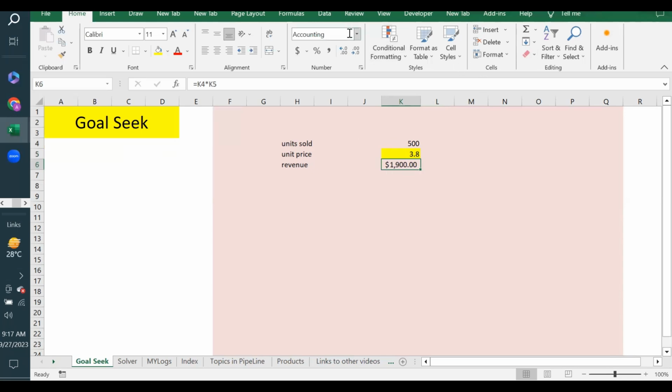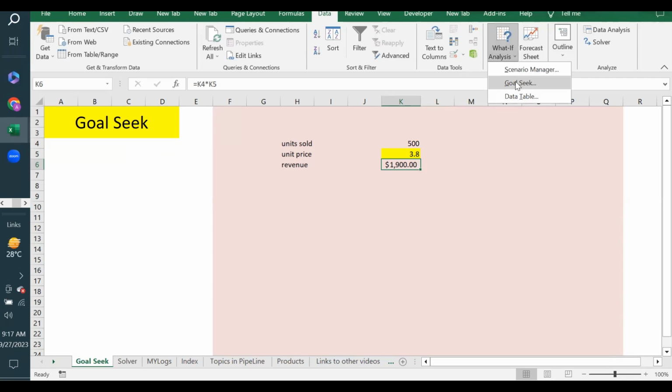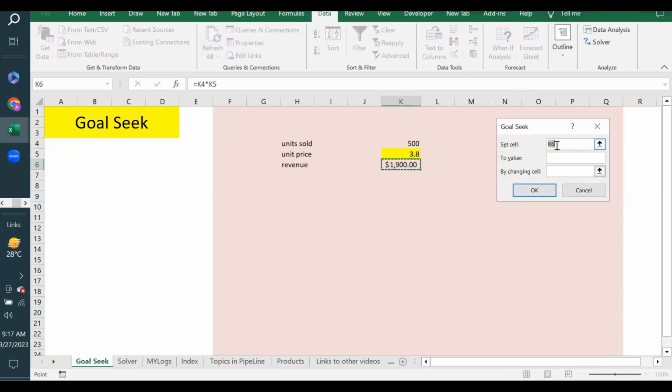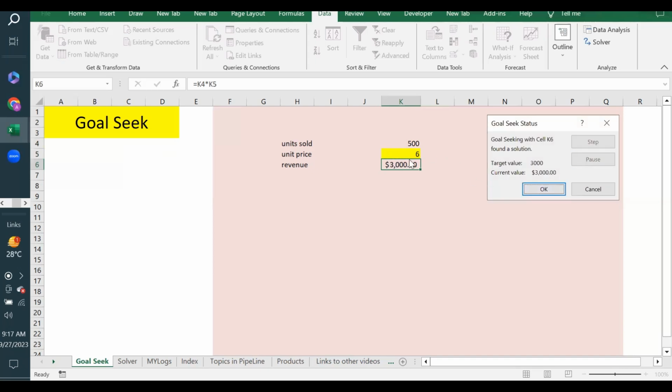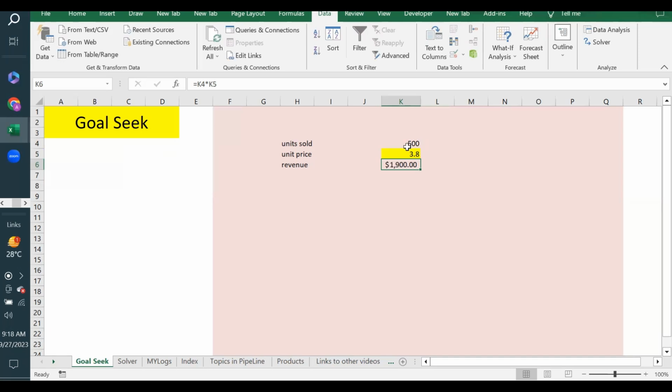Okay, so we go to Data, What-If Analysis, and Goal Seek. Here, we set the cell the same, to the value 3,000, by changing the price. It will keep on changing the price until it reaches your target of 3,000. So you have to sell at the rate of $6 per unit in order to reach your target revenue. If you press Escape, you will return to where you were. So this is the simplest example of Goal Seek.